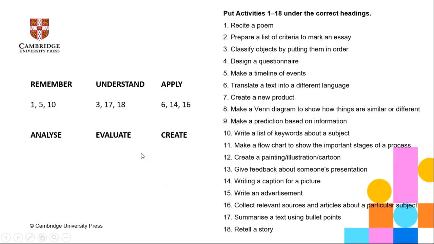Okay, so I'm showing you the correct answers. You can check them with your papers. And we see, remember, it's recite a poem, make a timeline of events, and write a list of keywords about a subject. Understand, it's classify objects by putting them in order. It's summarize the text using bullet points and retell a story.